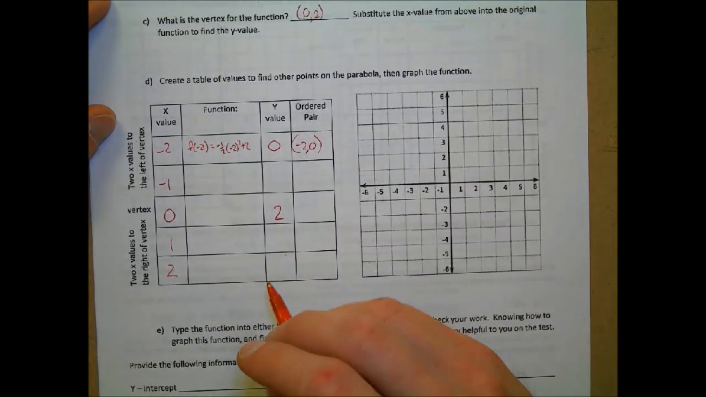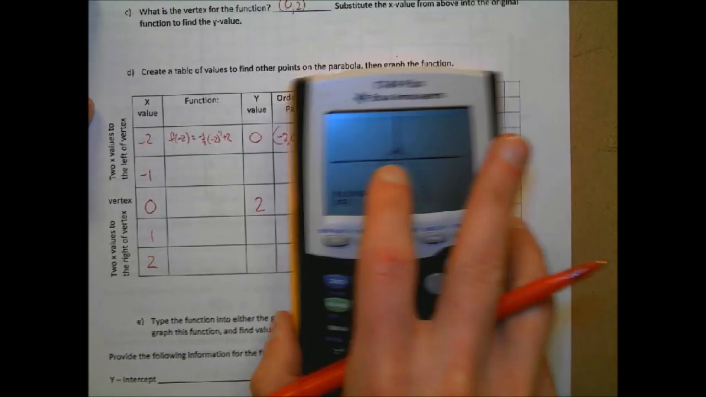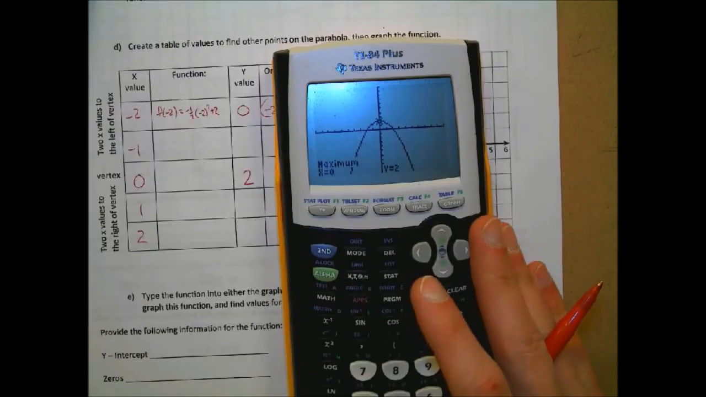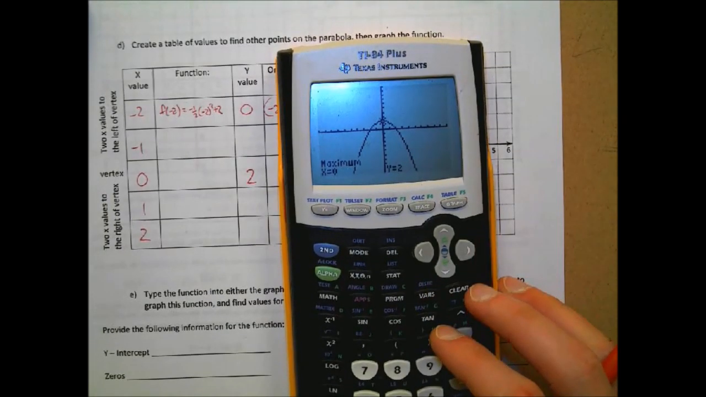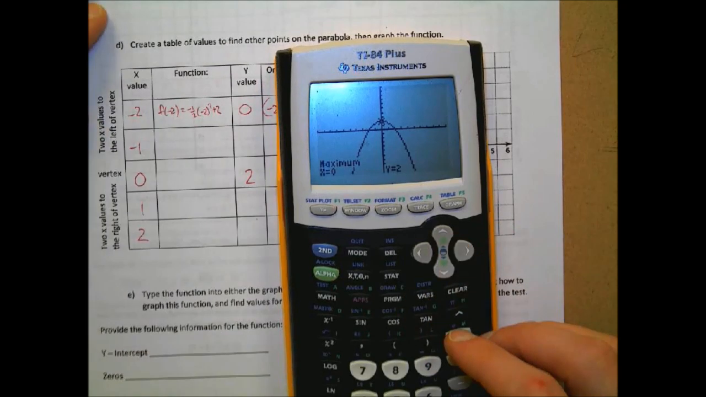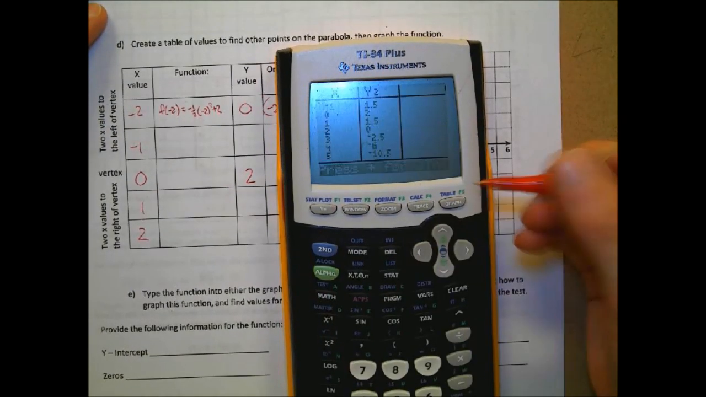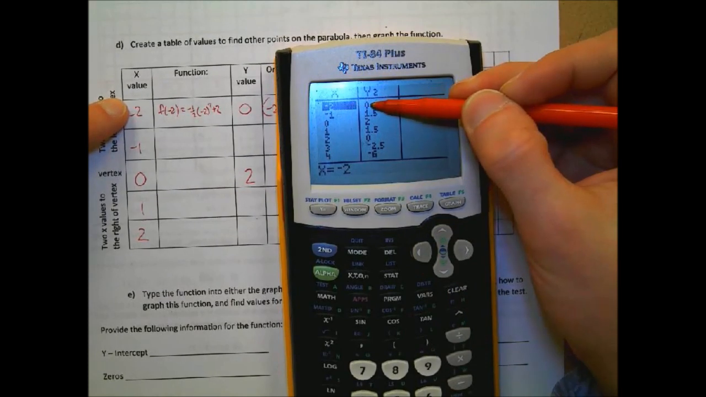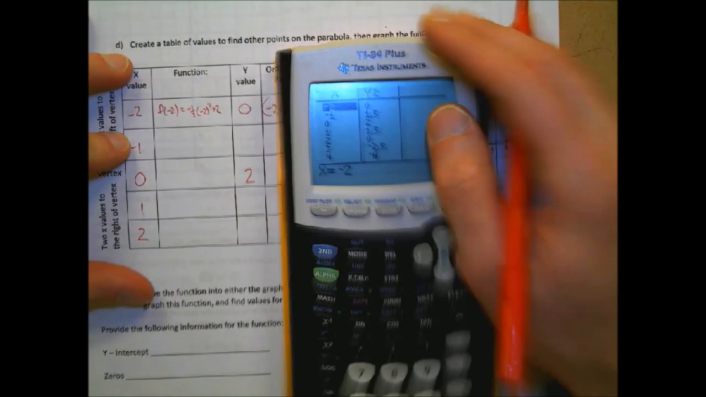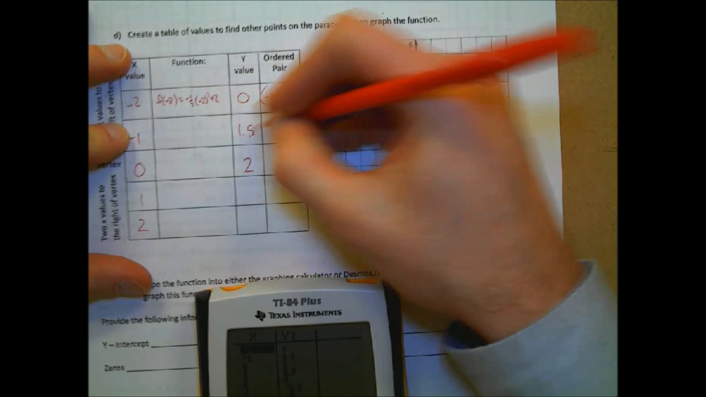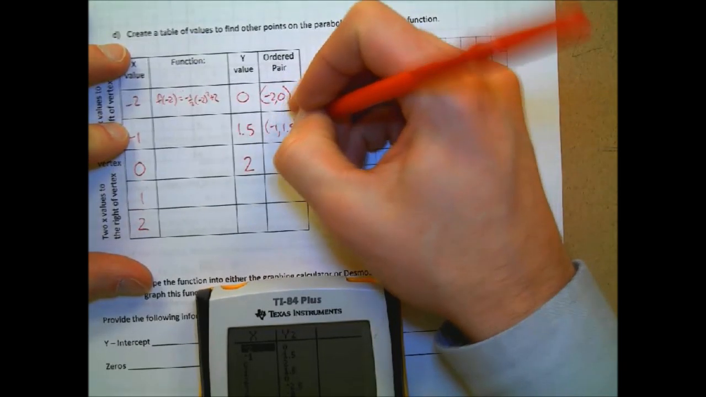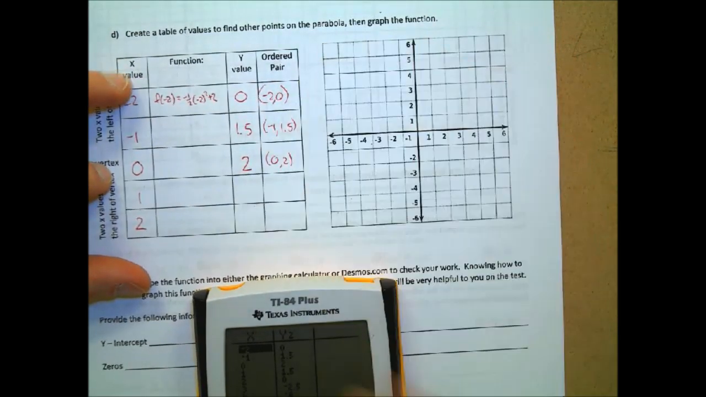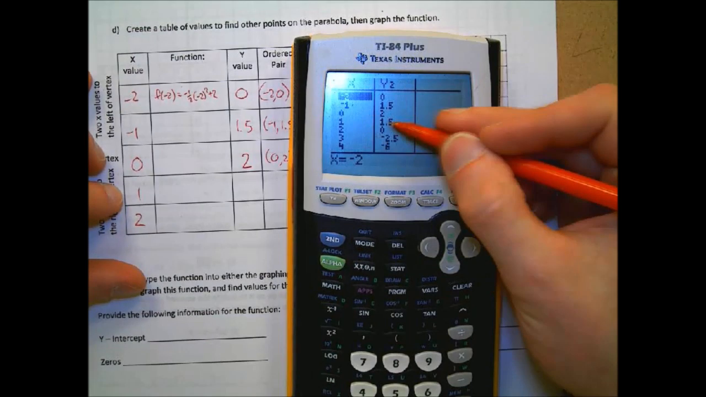Use the calculator. Where in the calculator can we fill this table in? Second graph to the table menu there, right? Okay. I got -2 is 0. -1 is 1.5. I already have 0, 2. 1 is 1.5. 2 is 0.